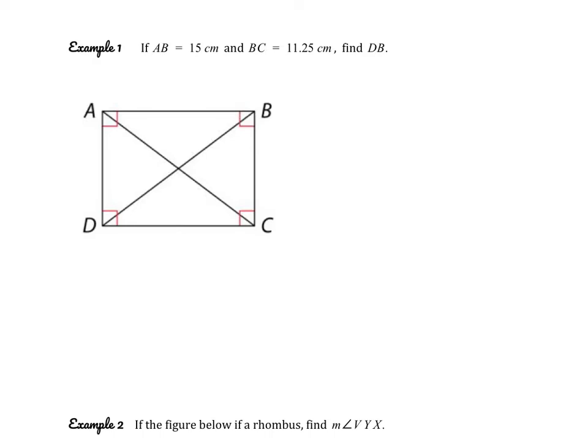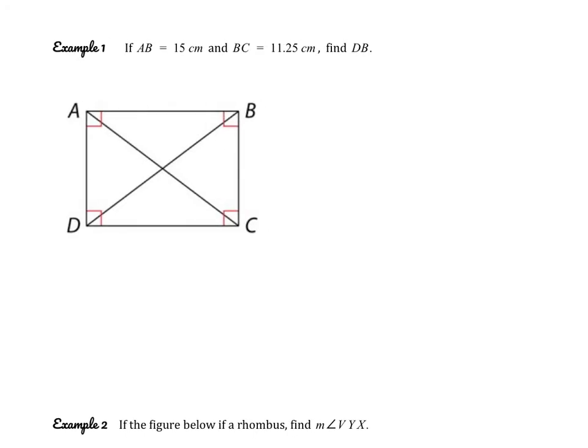Okay, so now let's try a couple examples together. In example 1, right off the bat, by looking at quadrilateral ABCD, because it has 4 right angles, we know that this is a rectangle. So because it has 4 right angles, we can confirm that this is a rectangle.